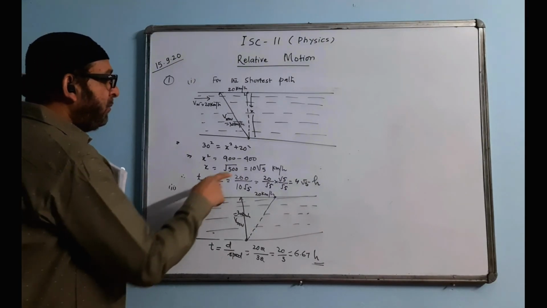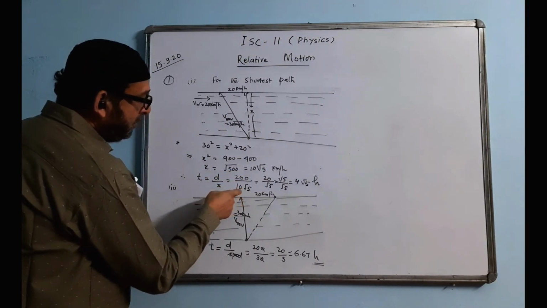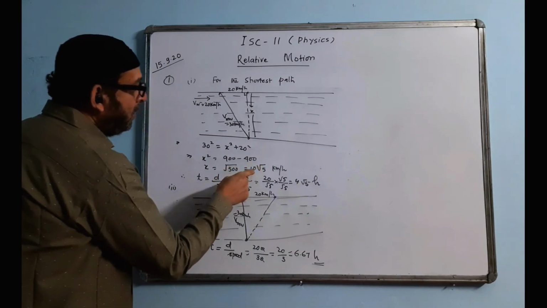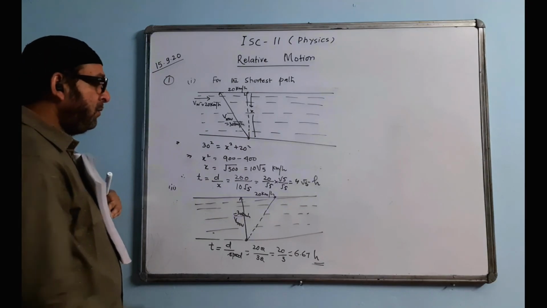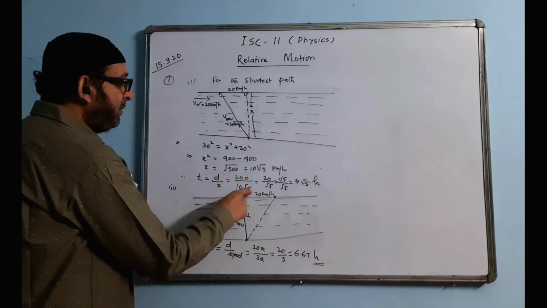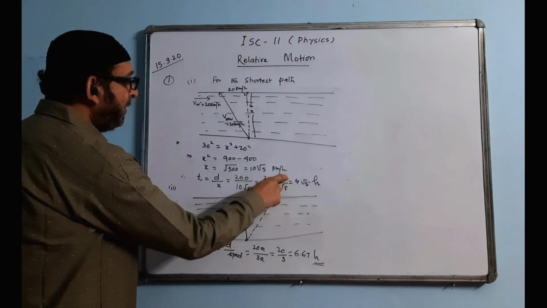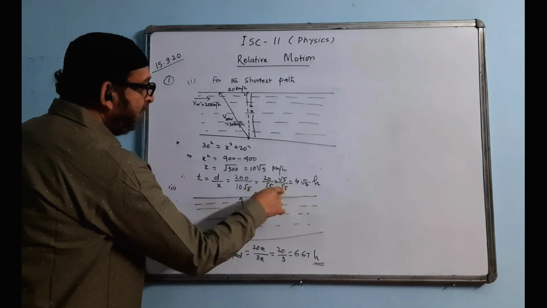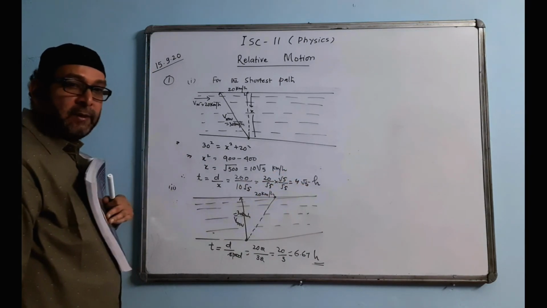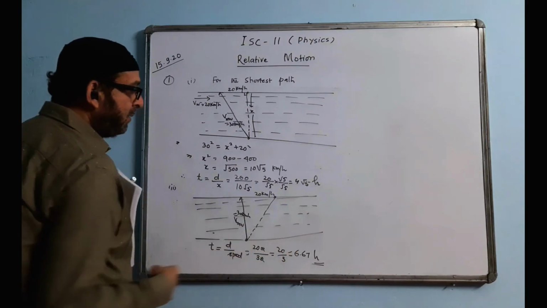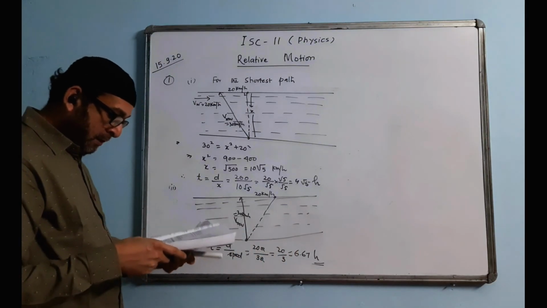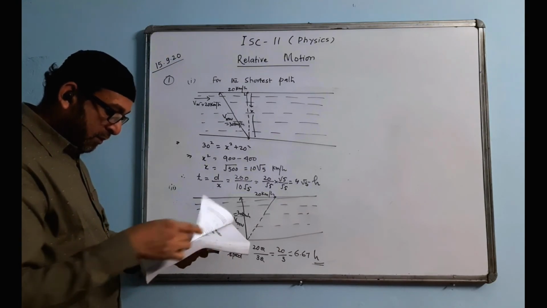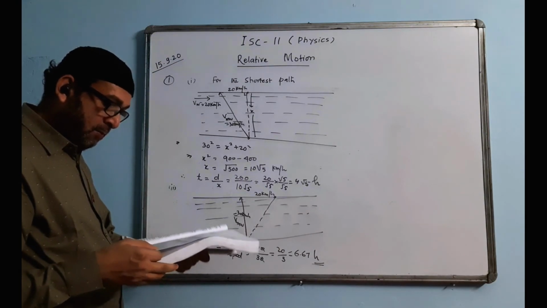There was a mistake here: by mistake I took the value root 2 over here, so please make a correction. We write 200 by 10 root 5, so the answer will be 20 by root 5, and multiplying by root 5 over root 5 it will come 4 root 5 hours, and here the answer is coming 6.67 hours. So this type of question may be important.